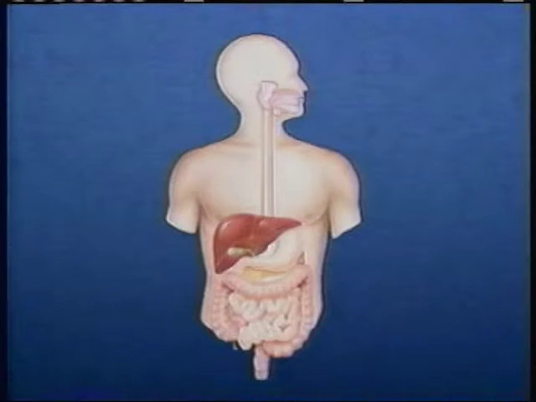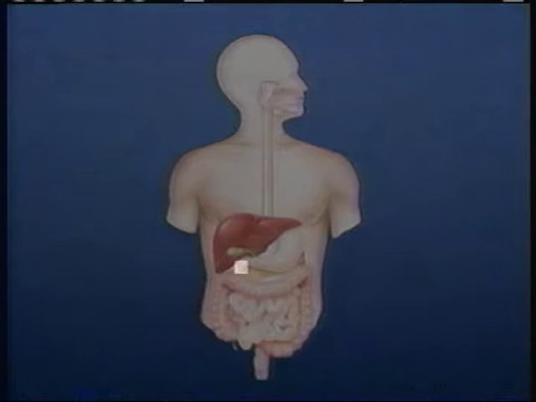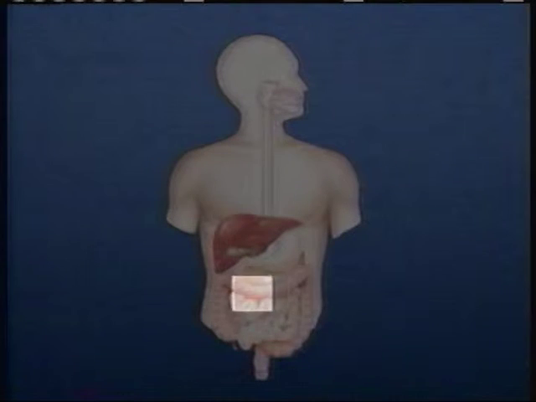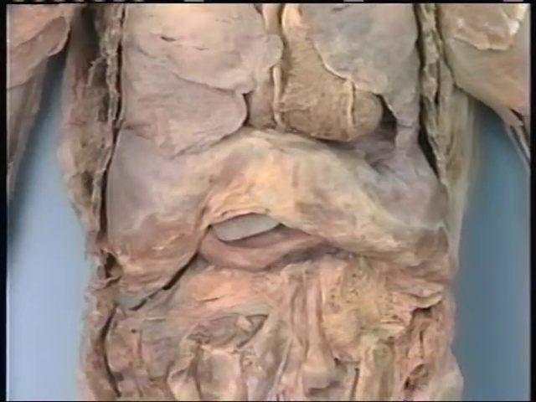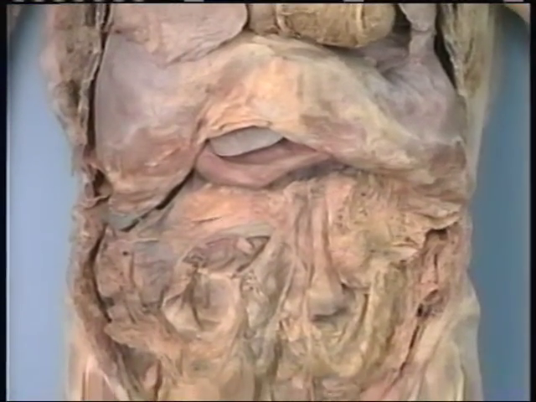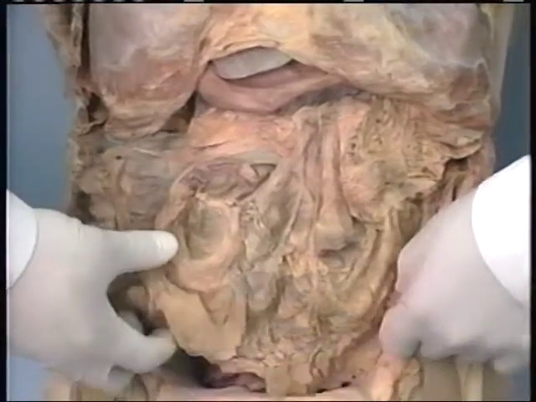The small intestine is where chemical digestion is completed and most of the absorption of nutrients takes place into the blood. It has 3 segments, the duodenum, jejunum, and ileum, which will now be examined in our specimen. To see the small intestine, the greater omentum and part of the large intestine are retracted.